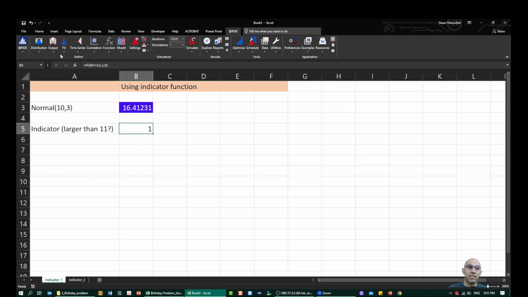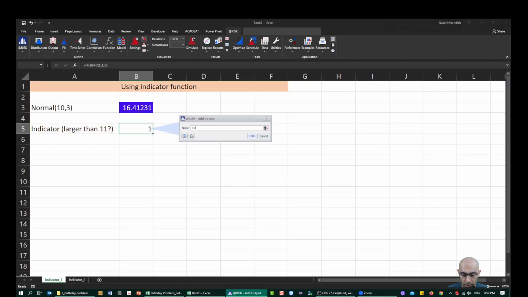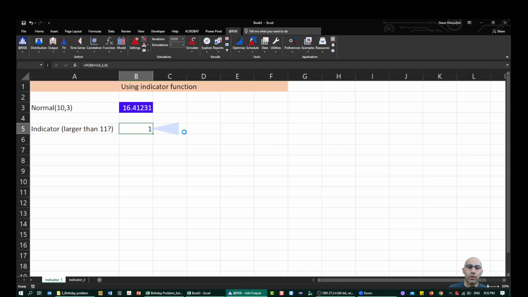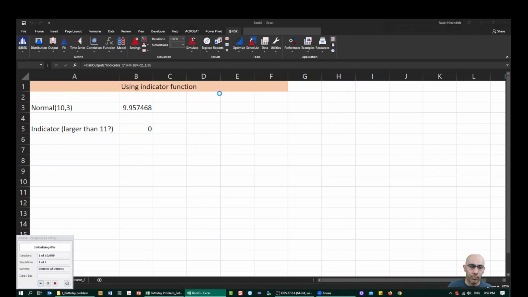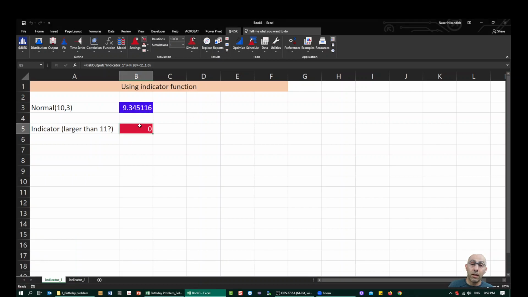Next, I'm going to tell @RISK, go keep track of that output cell. I'm going to call that indicator 1. Now, if I run simulation, @RISK is going to keep track of this cell right here. I'm going to run 10,000 iterations. Not a big deal. Let's run it. All right, done. And let's look at distribution of this output cell that I have.